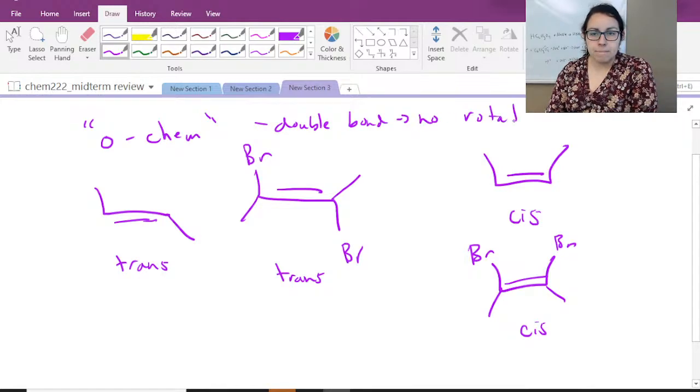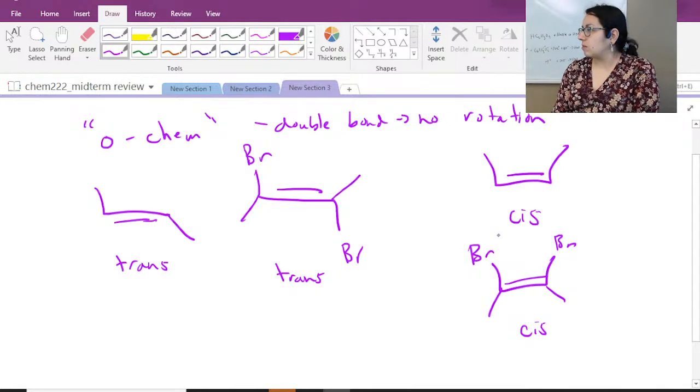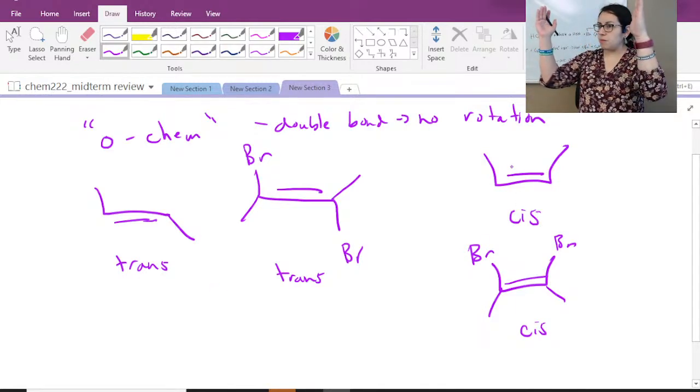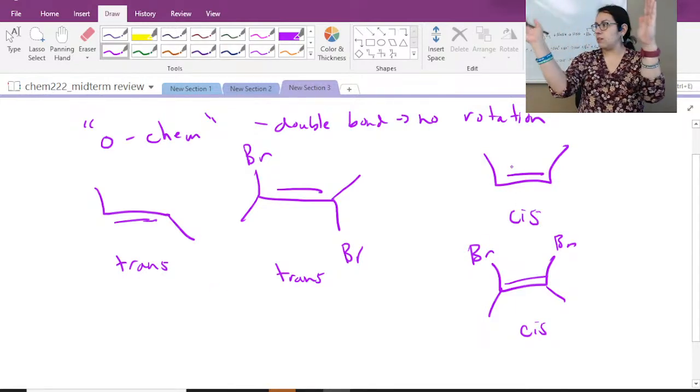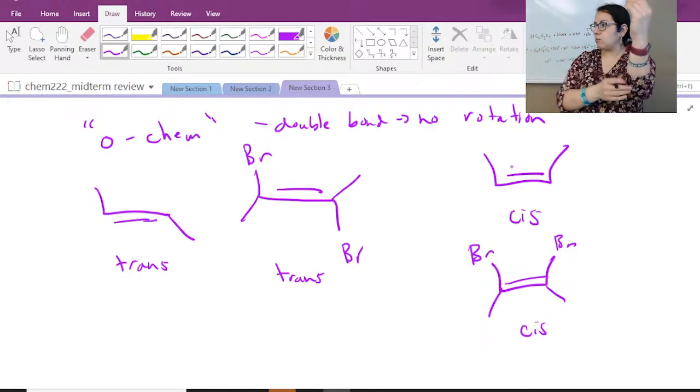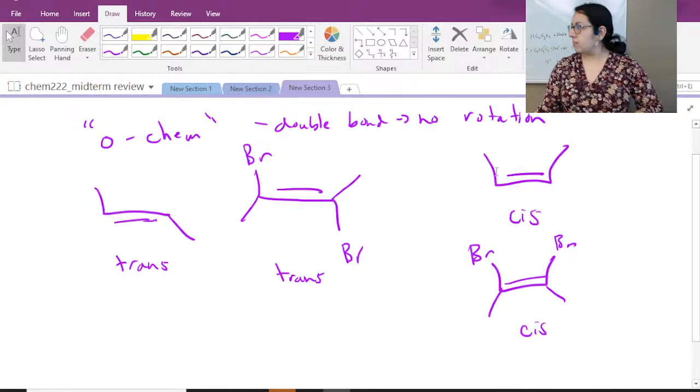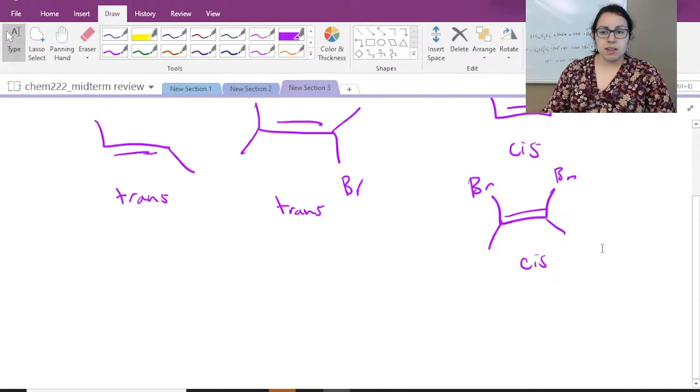Does it have to do with the fact that the double bond makes it a resonance structure? Or is that separate? That would be separate. Here we don't have a resonance structure. The problem is we have that pi bond, which is through space, so it's not going to rotate. That's what prevents it from rotating.